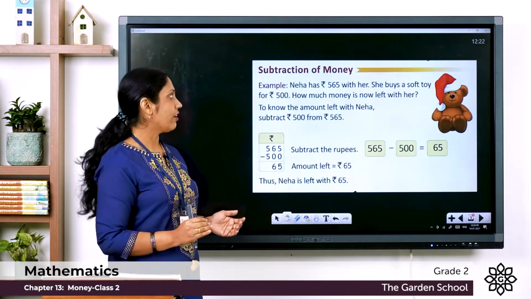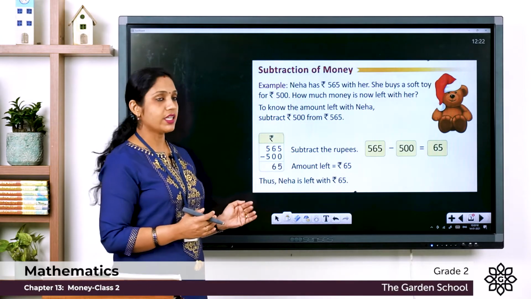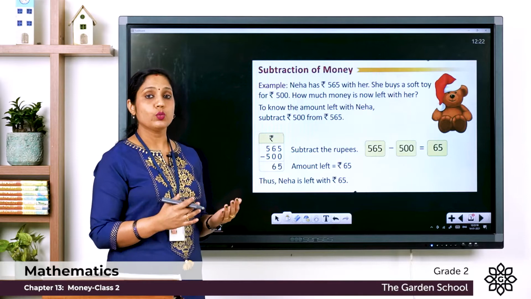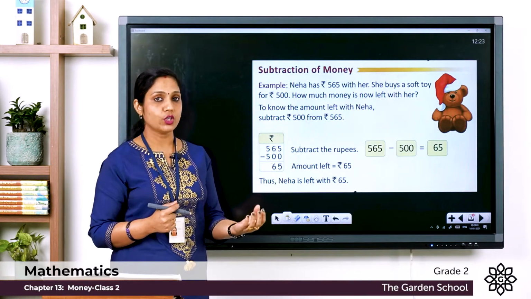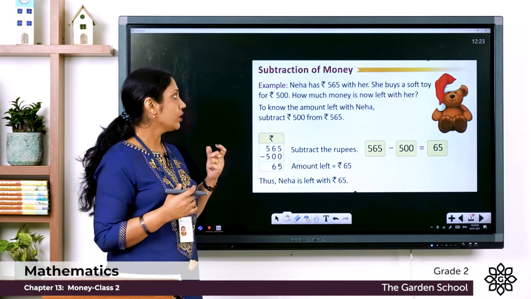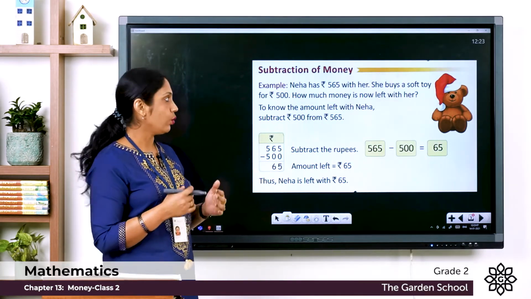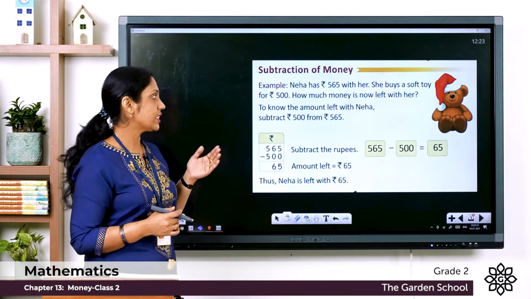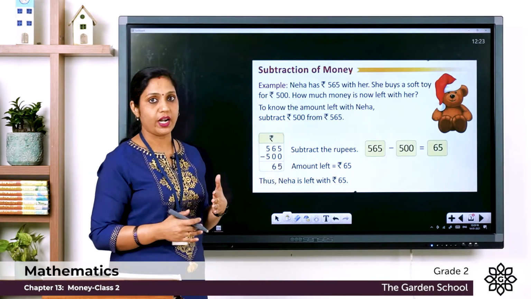Neha is having 565 rupees with her and she buys a soft toy which costs 500. Which is greater? She is having 565 rupees and the cost of the toy is 500. So 565 is greater. Now we have to find out how much money is now left with her. When you get such a question, how much money is now left, that means we have to do the subtraction.